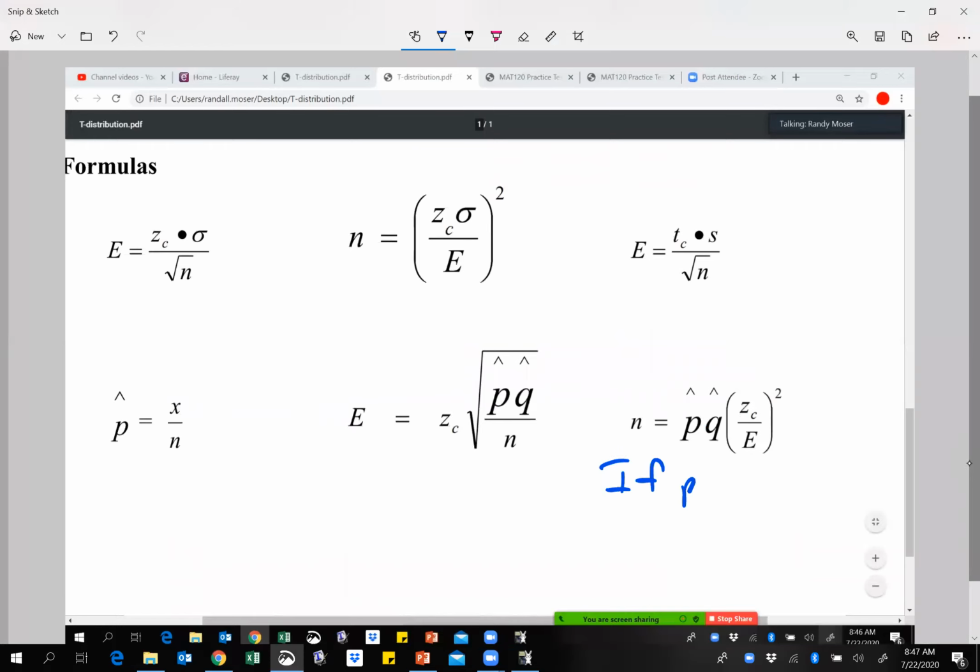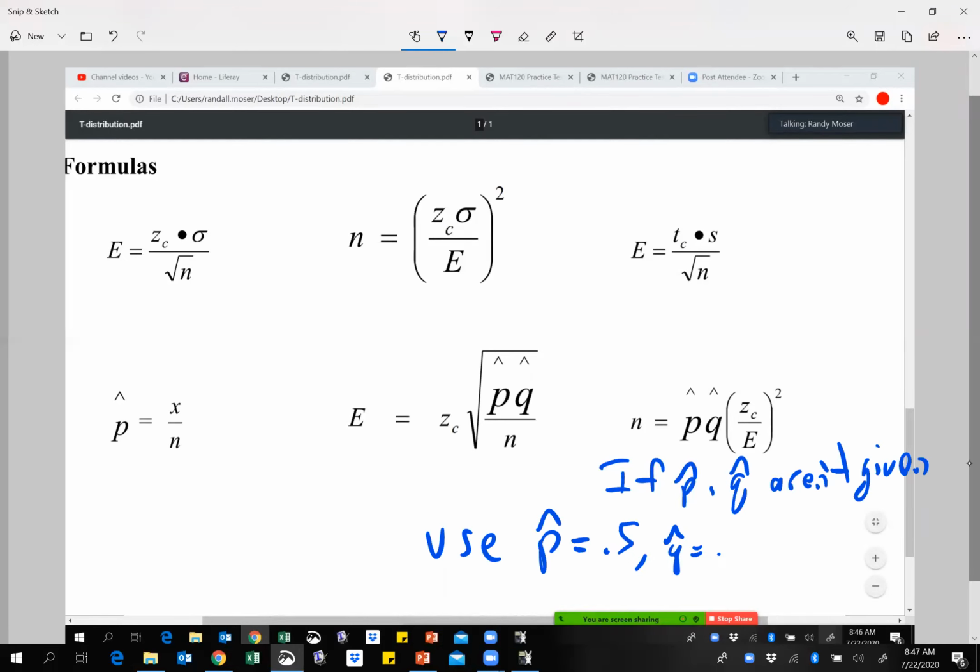If P hat and Q hat aren't given, use P hat equals 0.5 and Q hat equals 0.5. That's something that some students will leave blank because they feel like there's not enough information. But when we talked about this in the lecture, usually they'll word it like if there is no preliminary estimate, then we don't have a value of P hat and Q hat to plug in here. In that case, always use 0.5 for both of them, okay?